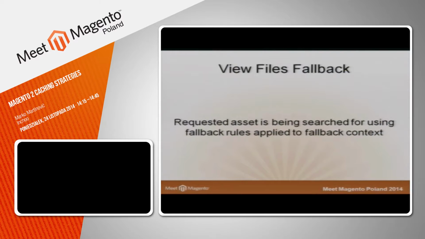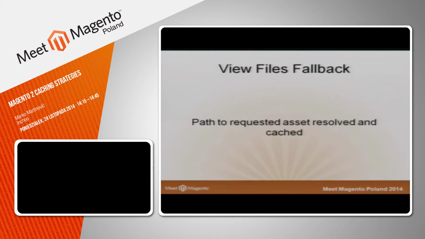Now, view files fallback. This is a new cache type introduced in Magento 2, because of resolving assets in Magento 2. Asset is actually just a fancy term for mostly static resources like images, CSS, PHTML. Resolving paths to these files is a very resource-intensive operation, and on the other hand, it's very well cacheable. So in Magento 2, we have this new cache type to cache, what actually? It caches resolved paths to required assets.